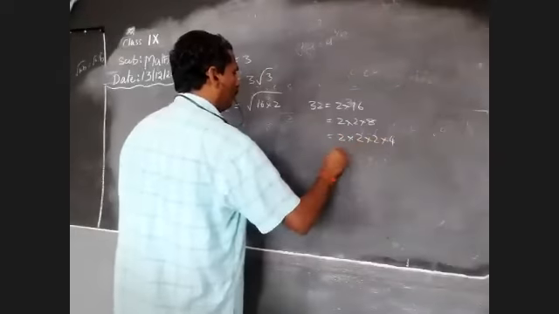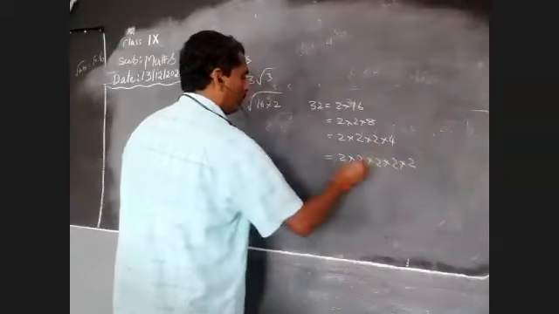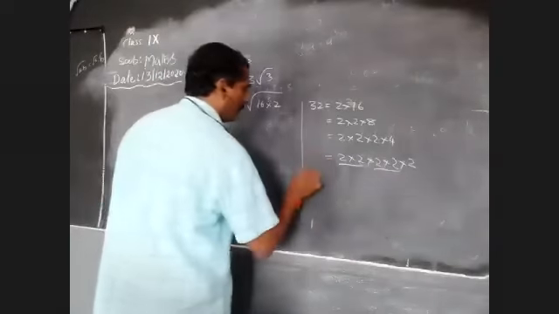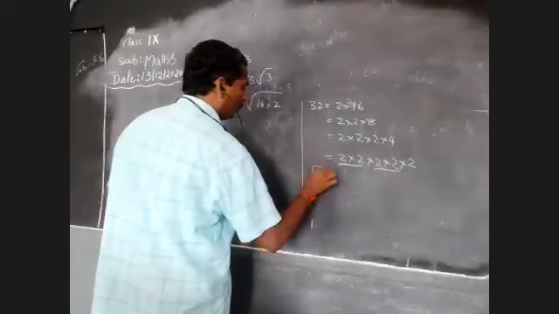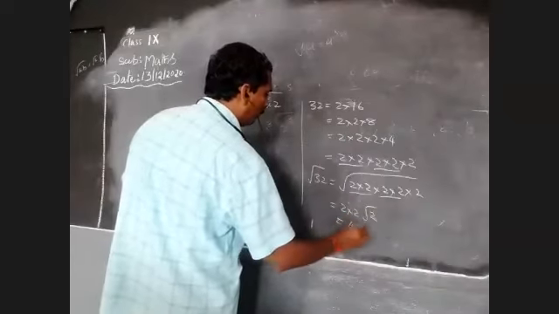Of 4. So 2 into 2 into 2 into 2 into 2. One double, one double, so write it in the square root also. Otherwise, root of 32 is root of 2 into 2 into 2 into 2 into 2. One 2 comes out, one 2 comes outside, means square root of 4, and square root of 4 is 2 into 2.